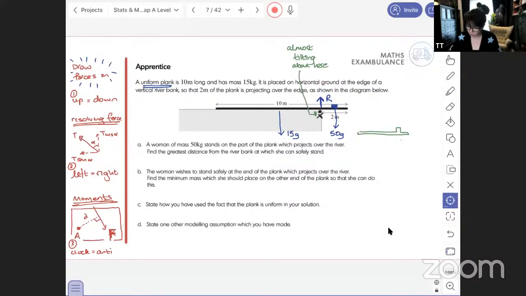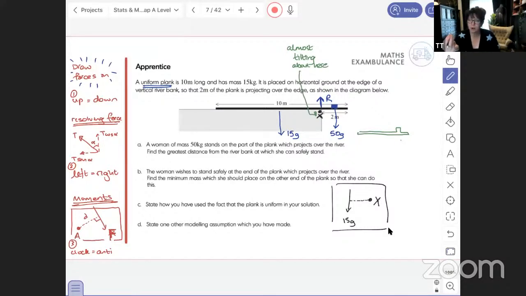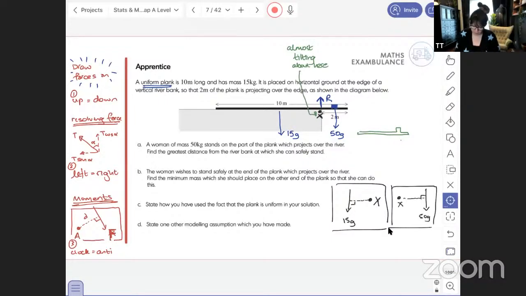And I'm going to give them their own little world always. Here's one. There's X and there's the 15G and there's the perpendicular distance. Don't let anything else confuse you. That's just the world of that moment. I'm taking moments about X and I have one force. Next, I'm taking moments about X and I'm considering this force. Now, what I need to think about, and this is sometimes the really, really hard bit, is this D.